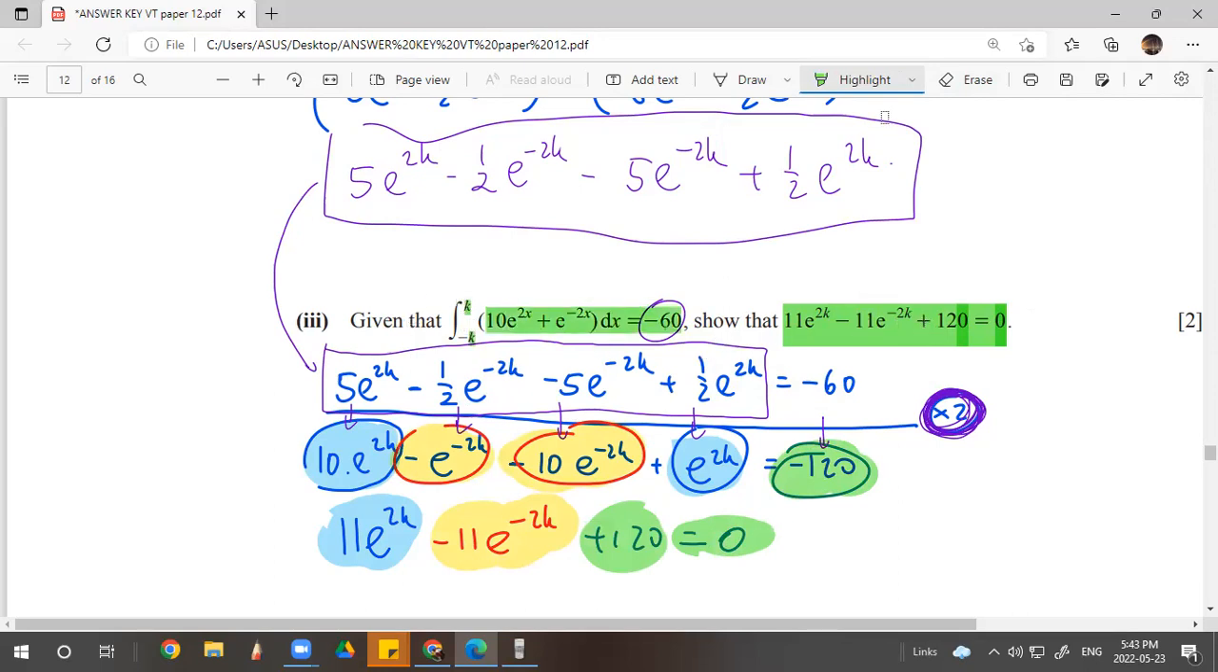Wait, what is the k and the negative k on like the... Oh, this one? Yeah. That's the upper bound and lower bound. So you subtract the top side by the bottom side. This is the definite integral.